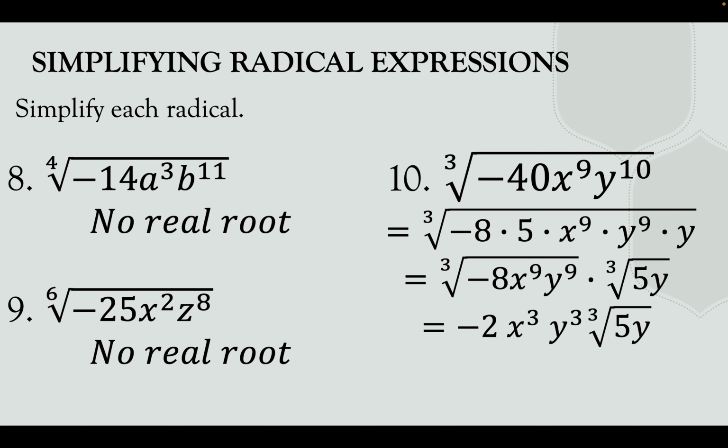Cube root of x raised to 9, we have x raised to 3. Cube root of y raised to 9, we have y raised to 3. And then copy cube root of 5y. So our final answer here is negative 2 x raised to 3, y raised to 3, cube root of 5y.